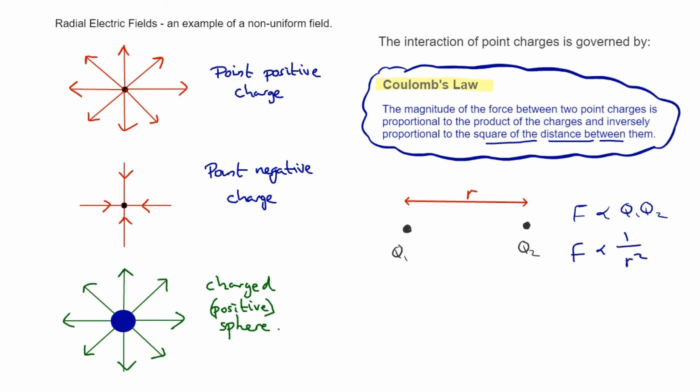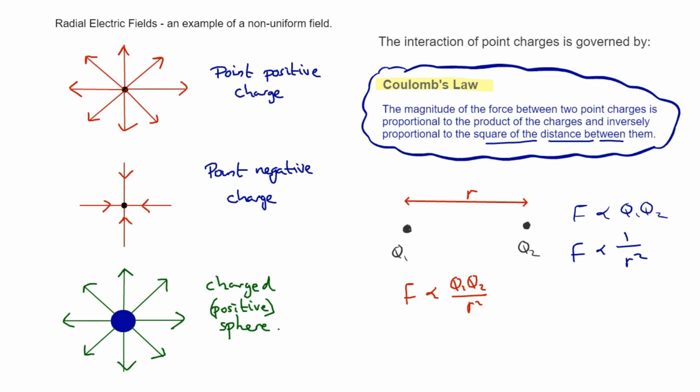These can both be shown by experiment, and then we can combine those and say that the force is proportional to Q1 Q2 over r squared. It's actually not that straightforward to prove that, but you can see why that makes sense. So then we can write the equation again with a constant of proportionality.